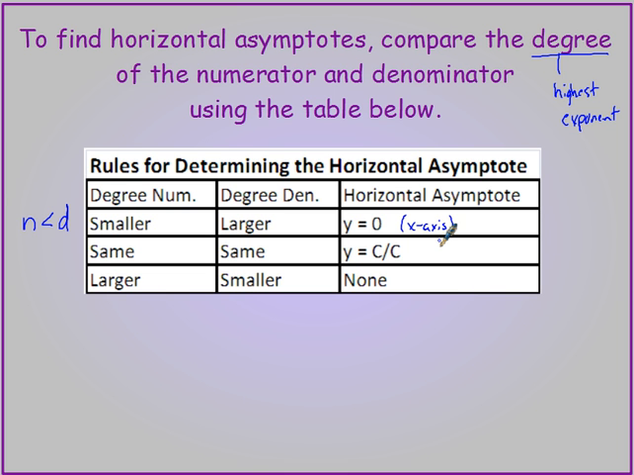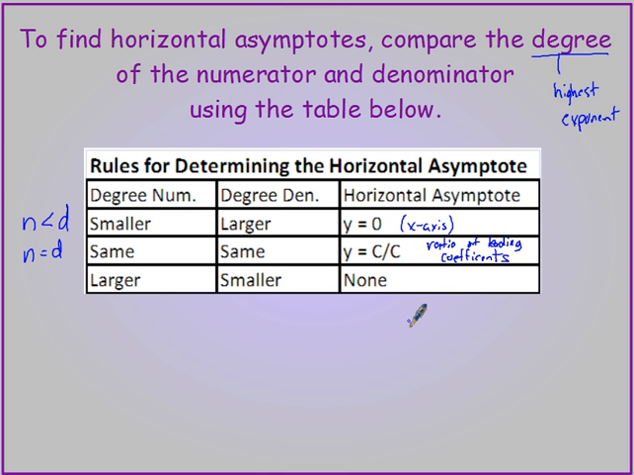Okay? If they are the same, so the numerator, of course, is equal to the denominator, then your horizontal asymptote is a ratio of the leading coefficients. Okay? What are coefficients? The numbers in front of the x's. So all you do is just take a ratio. So whatever the 2 front numbers are, you just put the top over the bottom. Sometimes it'll reduce, sometimes it won't. And so it's just going to be y equals to whatever those numbers are.